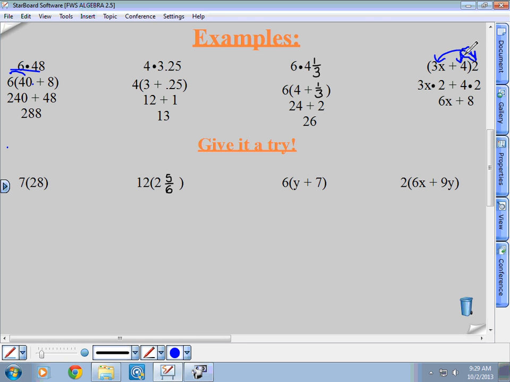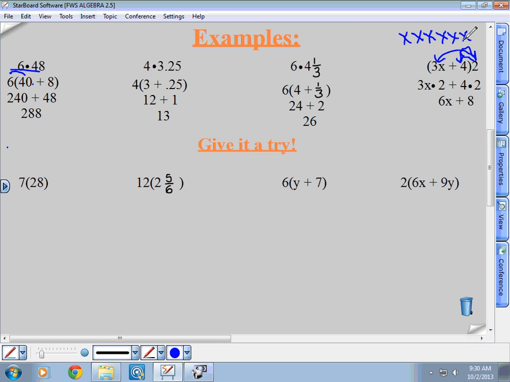So 3x times 2, 6x. Now notice that you can multiply your variables into your numerals because 6x really is 6 x's. So basically what I'm adding together is x plus x plus x plus x plus x plus x, which is 6x. Okay? I couldn't add 3x plus 2 and get 5x. But I can multiply those because I'm really just adding a string of them.